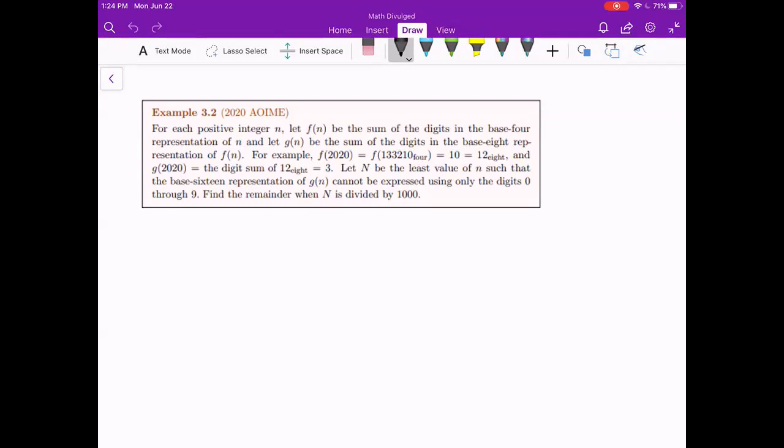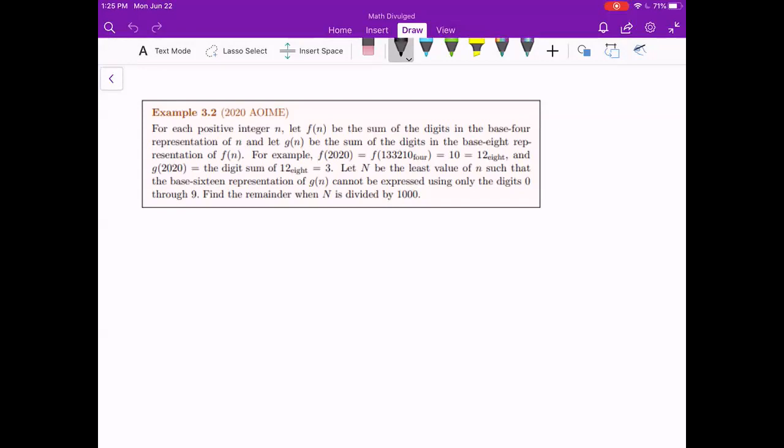And then it says let big N be the least value of small n such that the base 16 representation of g of n cannot be expressed using only the digits 0 through 9. And find the remainder when N is divided by 1,000. So for this problem, let's start at the end and then work our way back towards the beginning.